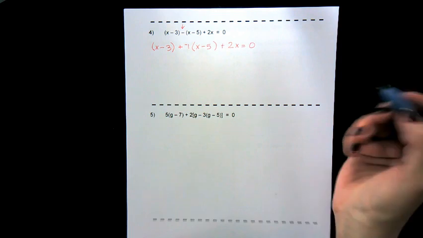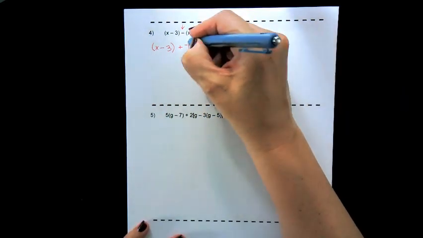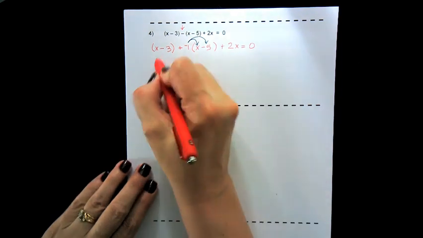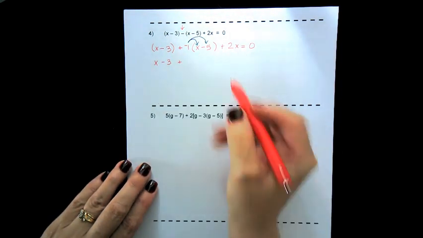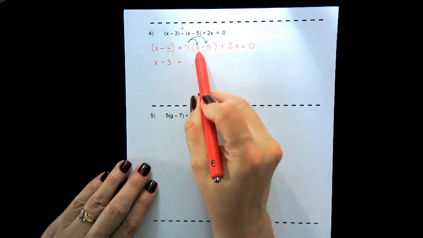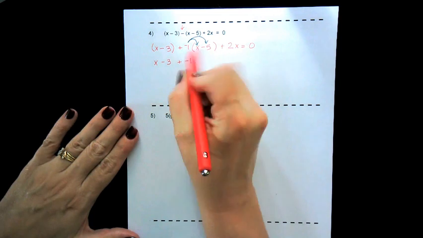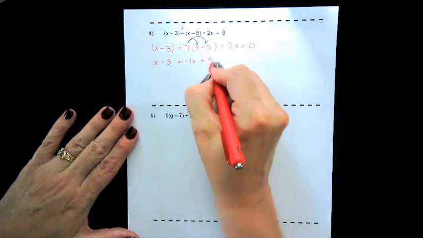So let us distribute that -1 to the x and to the 5. So we'll leave this x minus 3. We don't have anything to distribute to it. And then let's distribute: -1 times x will give me -1x. -1 times -5 will give me +5.